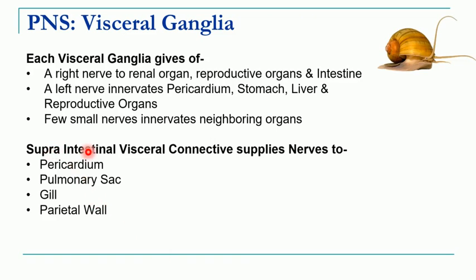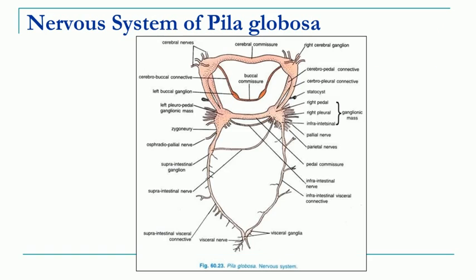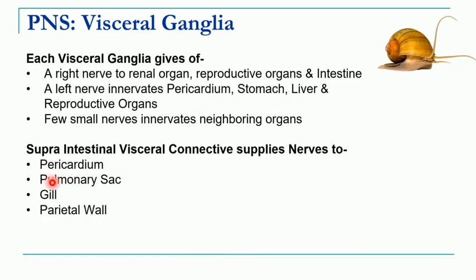Now the supraintestinal visceral connective supplies nerves to the pericardium, pulmonary sac, gill and parietal wall. Let's see the position of this supraintestinal visceral connective. Here in this diagram you can see the supraintestinal visceral connective that connects the supraintestinal ganglion with the visceral ganglion. And here you will see several nerves, and these nerves are going to the pericardium, pulmonary sac, gill and parietal wall.